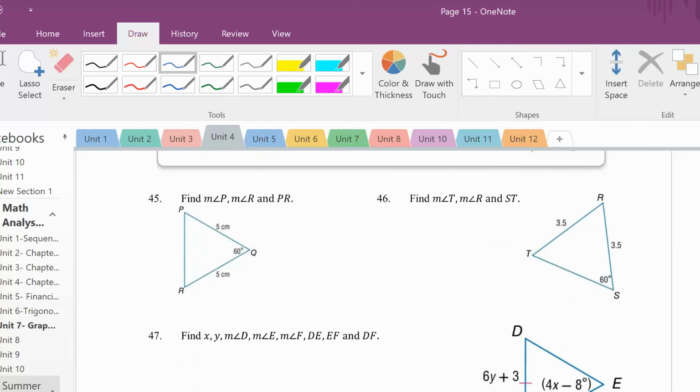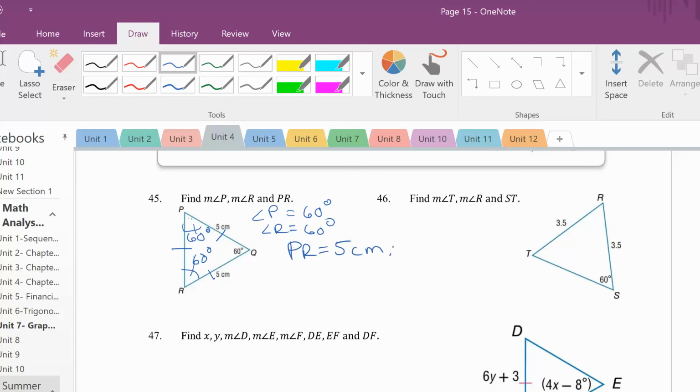So here it says find the measure of angle P, angle R, and PR. Well, here we have an isosceles triangle, which means that these two angles are congruent. And if this vertex angle is 60, that means there's 120 left over, which means that angle P and angle R must also be 60 degrees. And if P and R are 60, not only is it an isosceles triangle, but it's equilateral, which means that PR is equal to 5 centimeters.